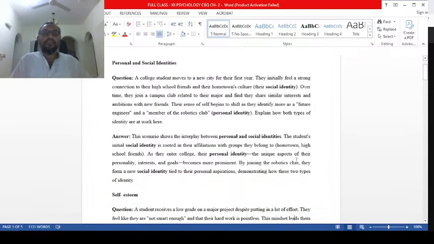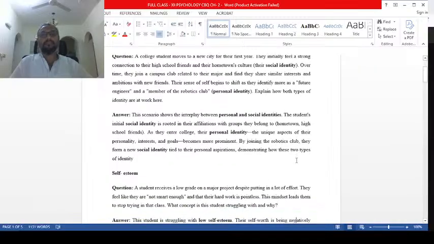The context here is very clear. Explain how both types of identities work here. The student's initial social identity is rooted in their affiliation with the group, belonging to hometown and high school friends, and as they enter college, their personal identity is something which is unique. See, within the question only I explained the answer, and how to write this answer you can see here, by joining the club, how they are able to understand. So this is one question for us in our syllabus.